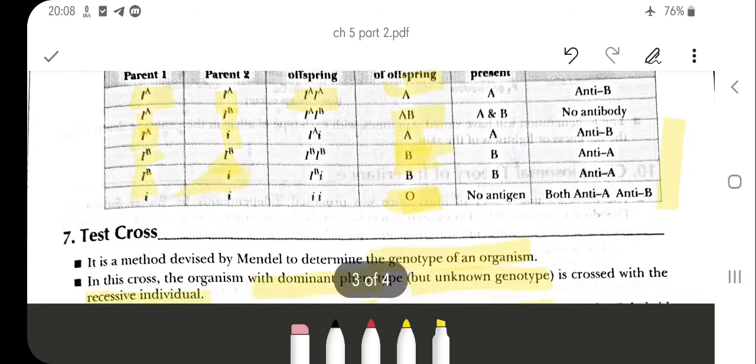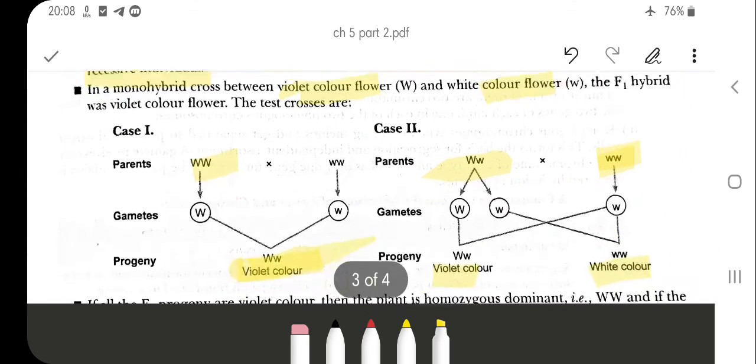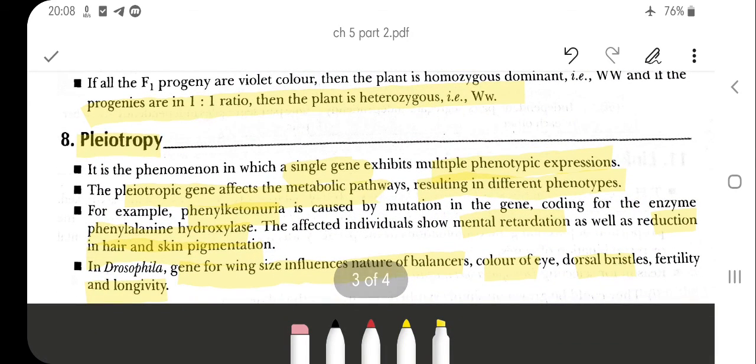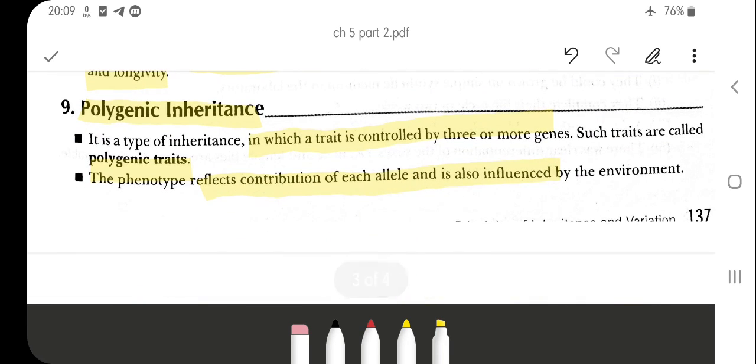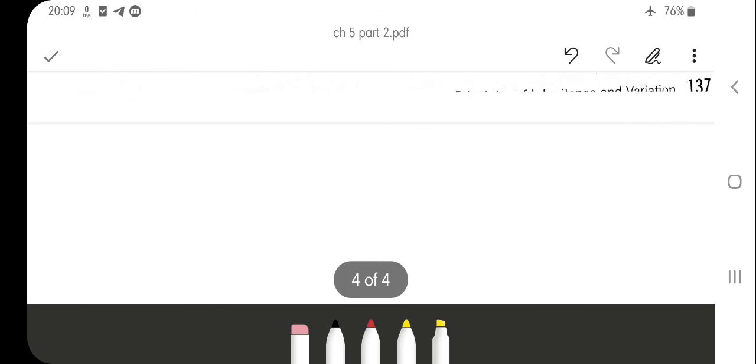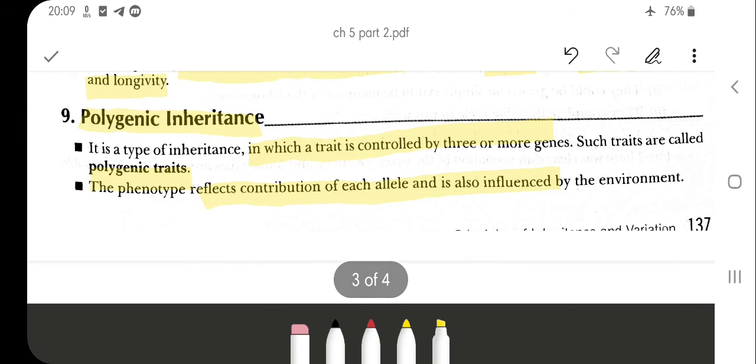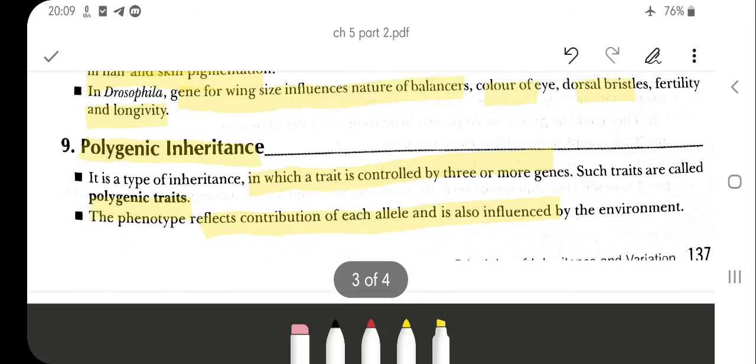Then we have pleiotropy, or the pleiotropic gene, in which a single gene exhibits multiple phenotypic expressions. And then we have polygenic inheritance, in which the trait is controlled by 2 or more genes. So in this session we have finished the various inheritances and the laws of Mendel, and in our next session we will discuss the chromosomal theory of inheritance.